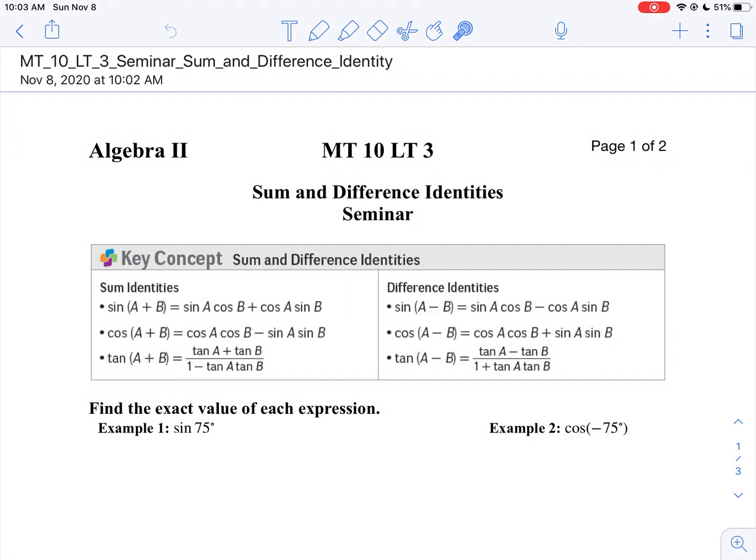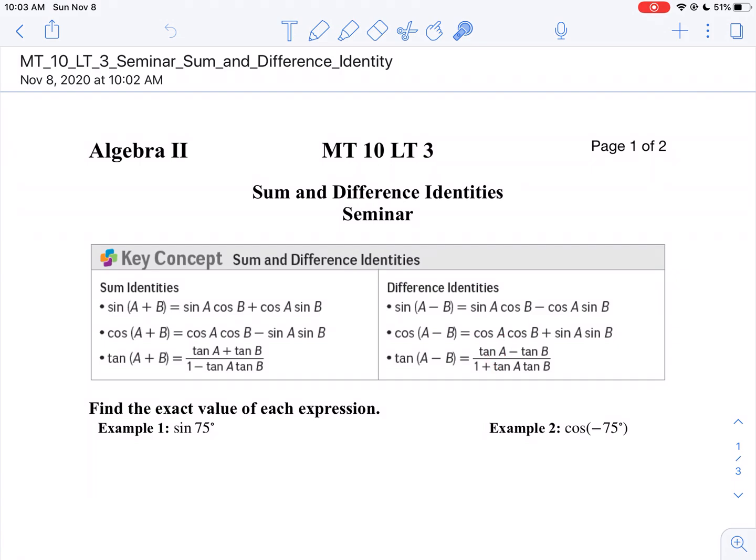The cosine of a sum or difference is cosine, cosine, sine, sine. And it's kind of backwards. If you're doing the cosine of a sum, we subtract. If we're doing the cosine of a difference, we add. The tangent of a sum or difference is the tangent of A plus the tangent of B over 1 minus the tangent of A times the tangent of B. And then it's just backwards from minus. You minus, then you add.